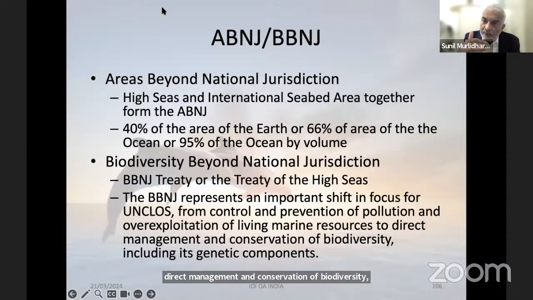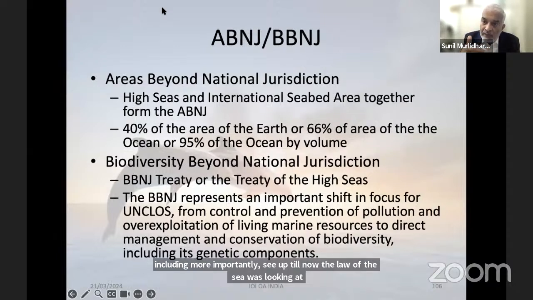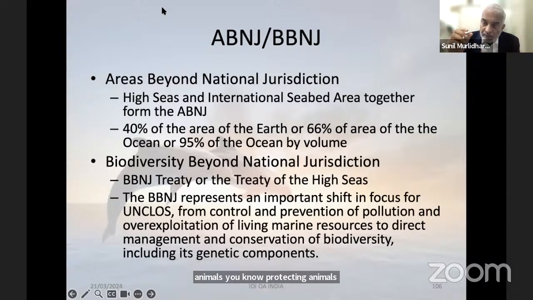Up till now, the law of the sea was looking at protecting animals at an organism level. But this is looking at genetic components. For the first time, the BBNJ treaty, because I told you about marine genetic resources, will be looking at not just protecting biodiversity at the level of an organism, but at a genetic level. So this is where the importance of the BBNJ treaty is. And they are the ones who want, and I hope this happens, to have 30% of the ocean declared as a protected area by 2030. I hope that becomes a reality.